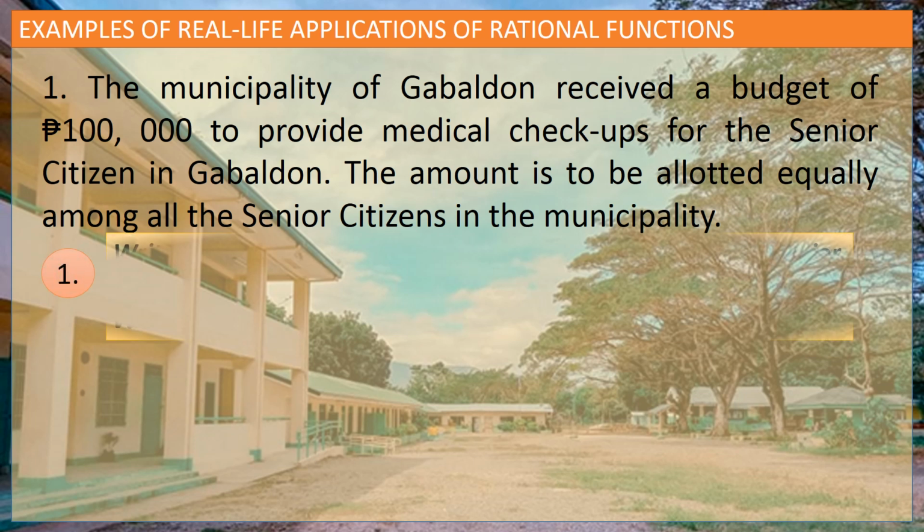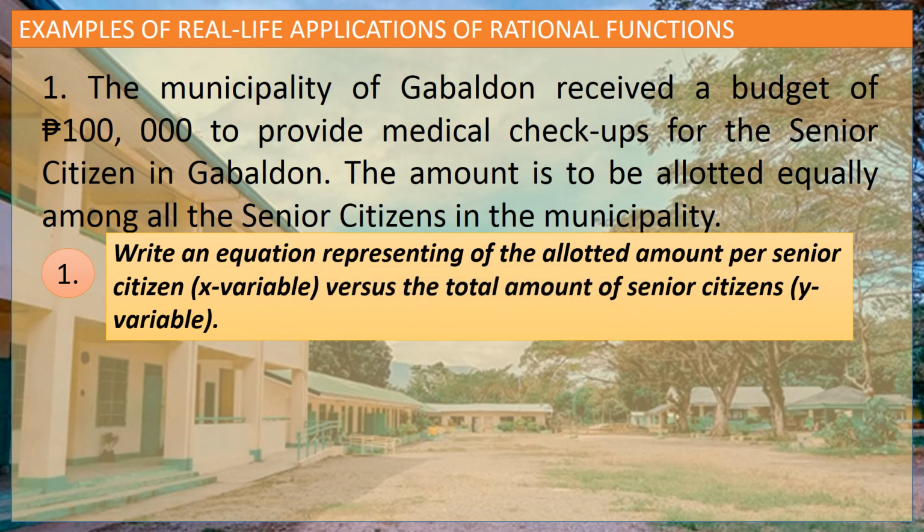So, step 1, write an equation representing the allotted amount per senior citizen, or that is, let's say, x variable, versus the total number of senior citizens, let's say that is y variable. Yung x variable natin, yung x natin, ang nare-represent nun kung magkano yung mapupunta dun sa bawat senior citizen na mamamayan ng Gabaldon. And yung y variable natin, ito naman yung total amount na 100,000 pesos.